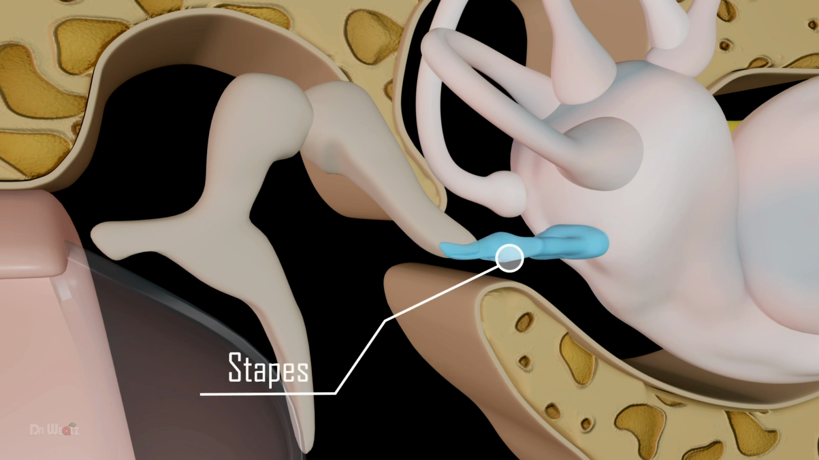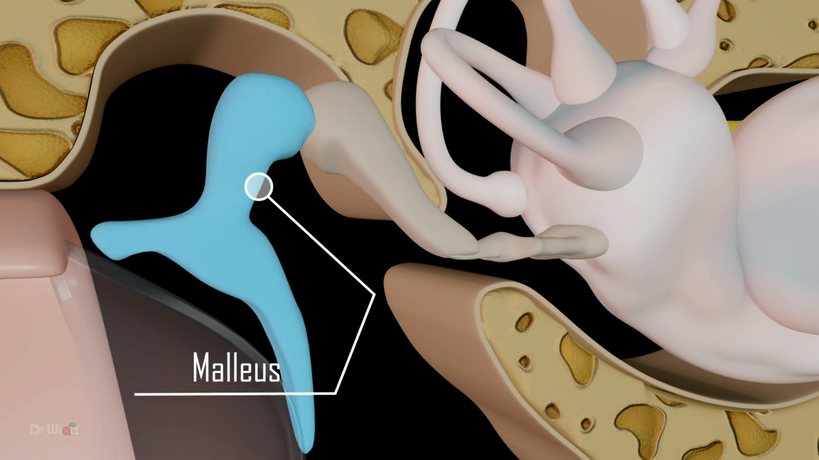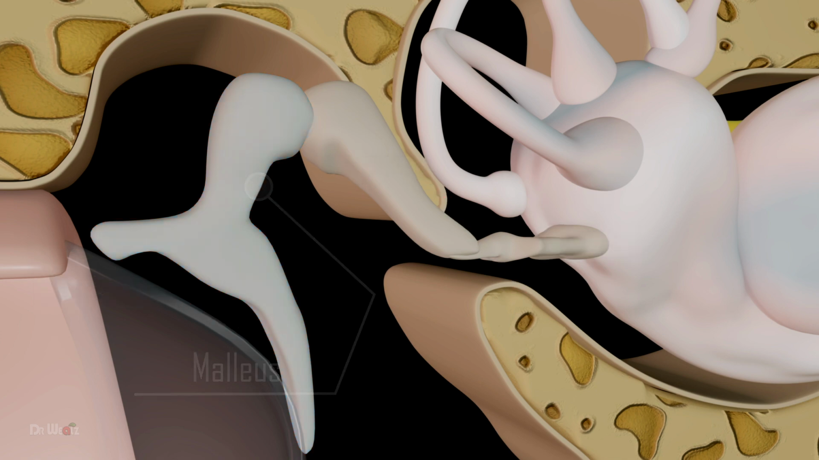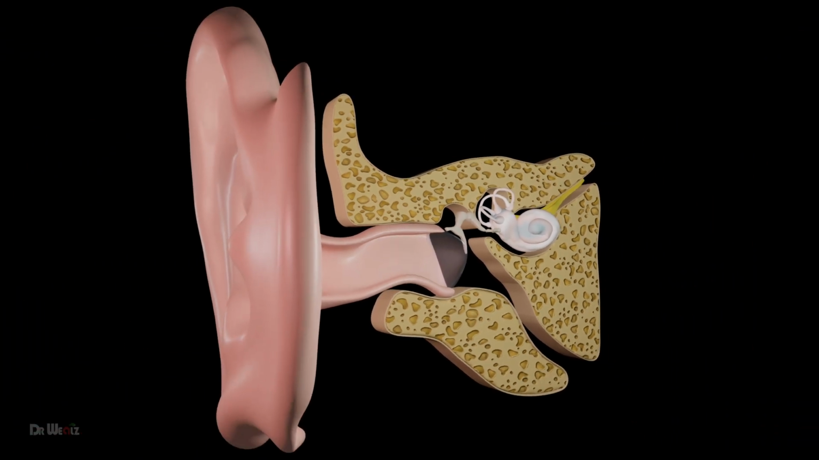The stapes, incus, and malleus are the three tiny bones in the middle ear that transmit sound vibrations from the eardrum to the inner ear. The malleus is connected to the eardrum and transmits the vibrations to the incus, which in turn transmits them to the stapes. The stapes then vibrates the oval window, causing the fluid in the cochlea to move and trigger the hair cells.